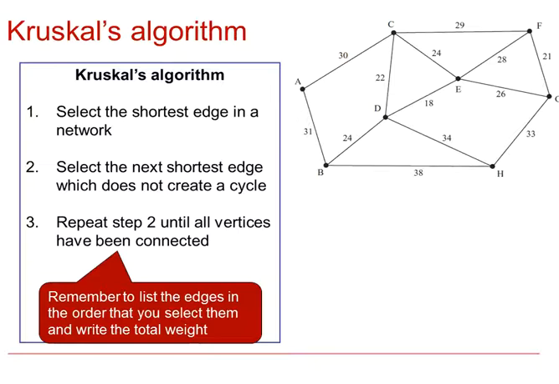Here is another example. You may wish to pause and try this for yourselves. Remember, when you're carrying out this algorithm, to list the edges in the order that you select them and write the total weight. It is really important that the order indicates whether you're using Kruskal's or Prim's algorithm. So, scanning this example, you will see that the shortest length is DE.